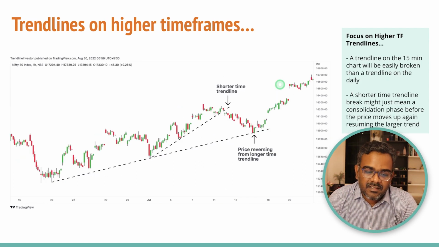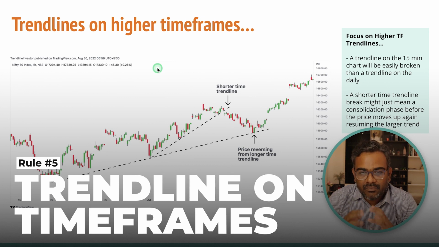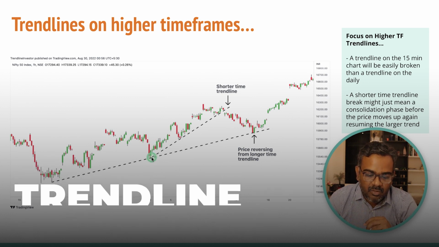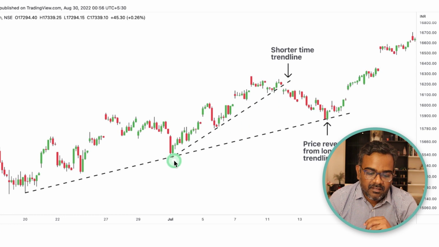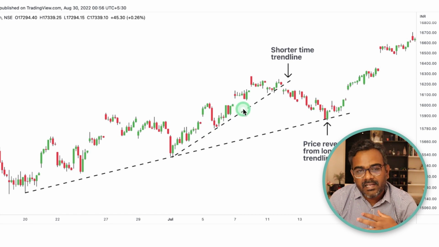The next point is the trend lines on higher time frames. Now, if you're looking at a trend line, let's say this is a very short term period, probably on a 15-minute time frame or a 30-minute time frame, and if there's another trend line on the daily charts or the weekly charts, which trend line do you think will hold or will be respected more? It's obviously the daily or the weekly rather than a 15 minutes or a 30 minutes trend line, right?